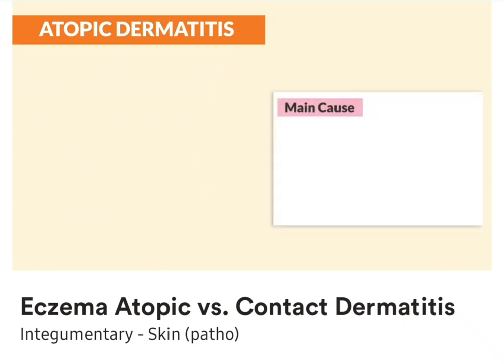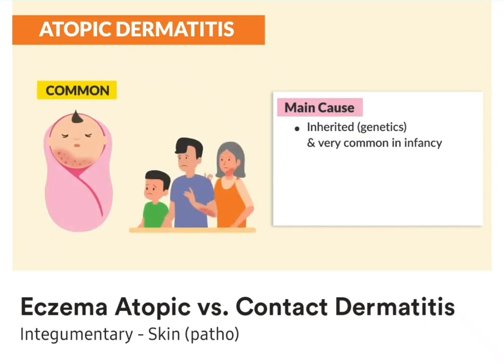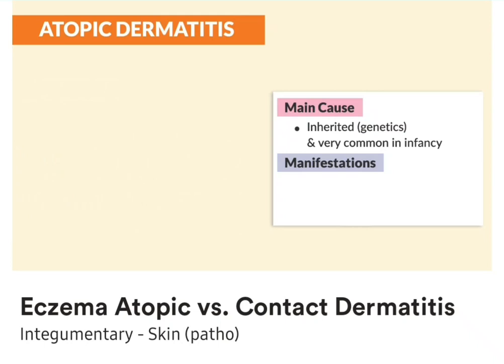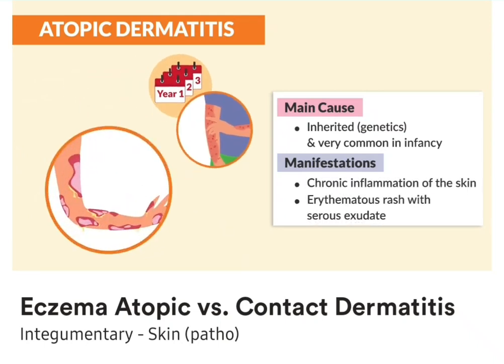Now the main cause is inherited, or basically genetics, and it's very common in infancy, but can happen at any age. Now the manifestations to write down. We see chronic inflammation of the skin, as well as erythematous rash with serous exudate. Fancy words for a red rash that might be leaking pus.